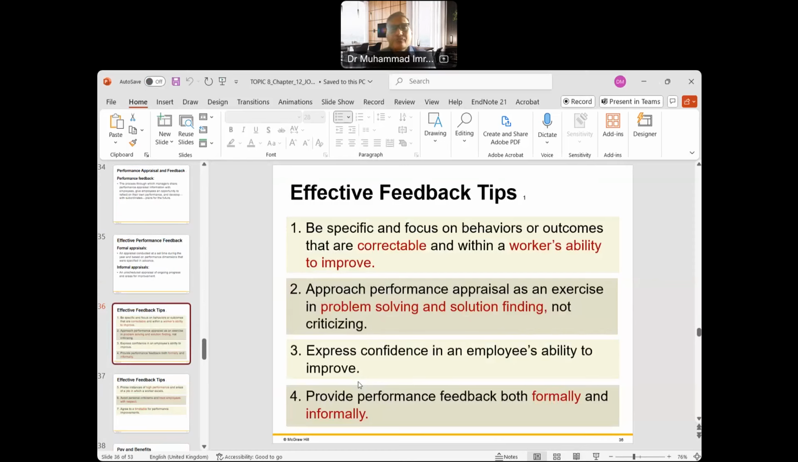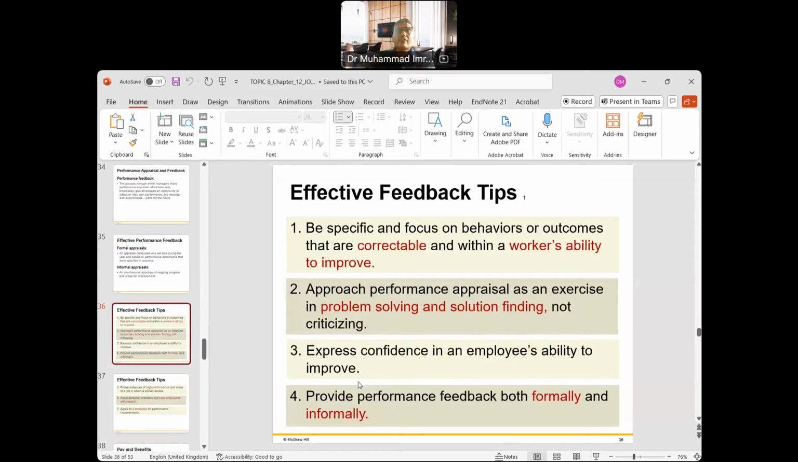Okay, effective feedback tips. It's important for management, when giving feedback to their employees or subordinates, how they give the feedback to them. Be specific and focus on behavior or outcomes that are correctable and within the worker's ability to improve. Approach performance appraisal as an exercise in problem solving and solution finding, not criticizing.